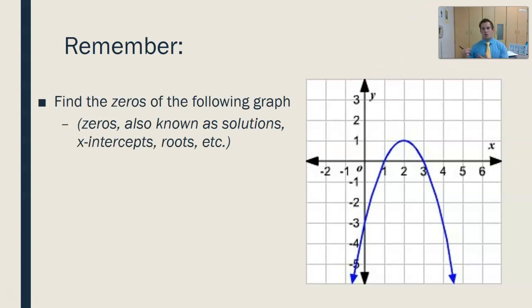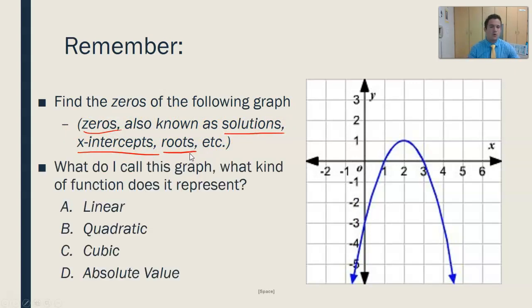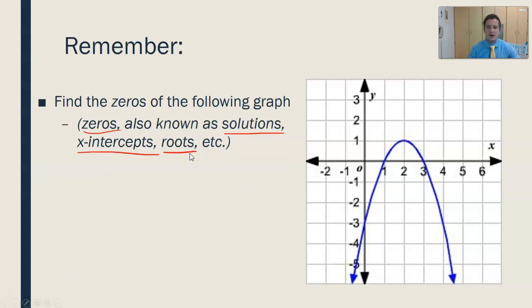So, a little bit of a review from last year when you were taking Math 2. You would have seen a question like this. I gave you a graph and it said, find the zeros of the following function. Remember that zeros are also known as solutions of the function, x-intercepts, or roots. What we're talking about when we talk about the zeros of a function is where that function crosses the x-axis. That's the easiest way to tell the solutions of a function.